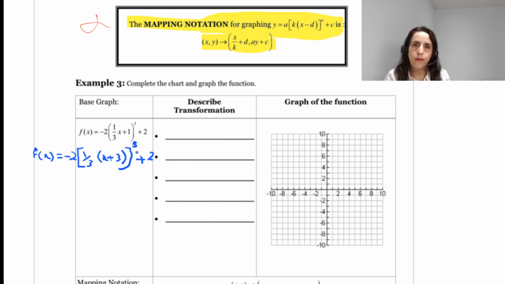Okay. What did you write down for it? I like just to start from the left side. Is a reflection to what? A reflection to the x-axis. Yes, because there is a negative here.